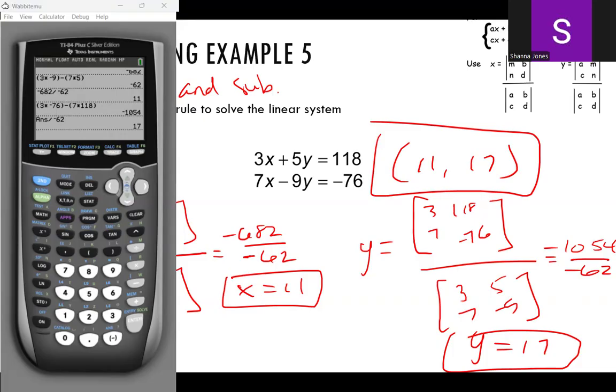Could you do elimination? Yes, you could. You could have multiplied the top by 9, the bottom by 5, canceled out your y's, combined your x's, wham, bam, all those things. So it's just another method. Make sense? An ordered pair. Remember, the solution to a system is an ordered pair.